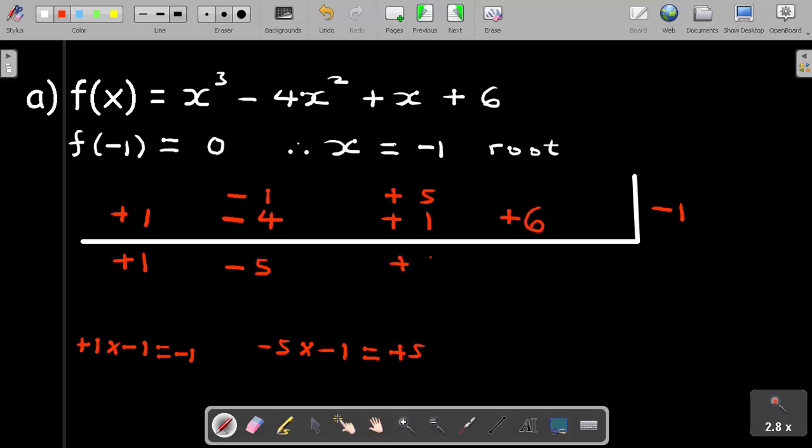Now again, I'm going to say positive 6 multiplied by negative 1. What do we get here? I get negative 6. Then I add it here, so it's negative 6. Now negative 6 plus 6, I get 0. The moment you get 0 here, it means you are correct. If you get something not 0, it means you made a mistake somewhere.